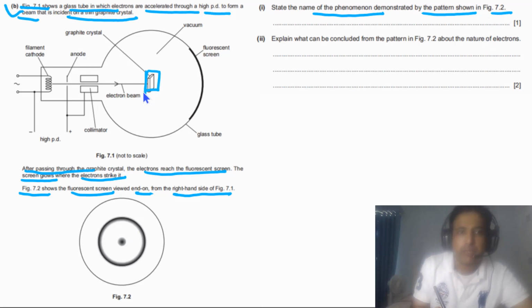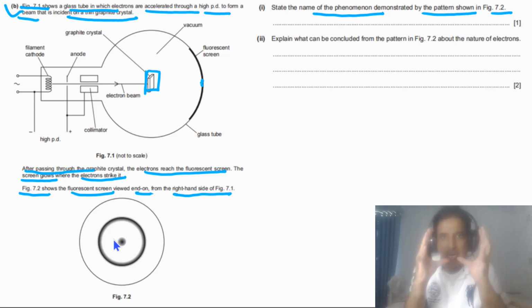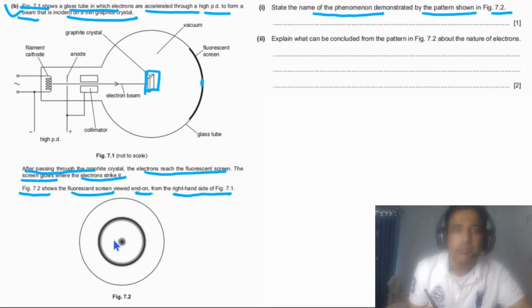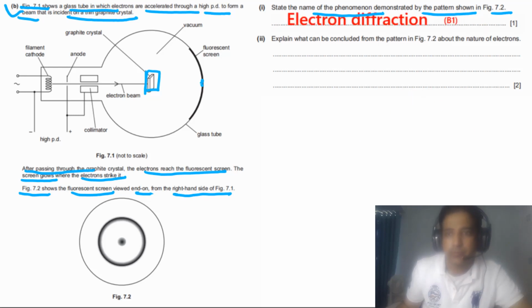If electrons behave as particles, we should see only electrons right in front of this beam of electrons. We should see electrons here, meaning we can expect electrons here. But in this case the electrons spread out, so it simply means that this is demonstrating electron diffraction. So in our answer we can say this is electron diffraction.